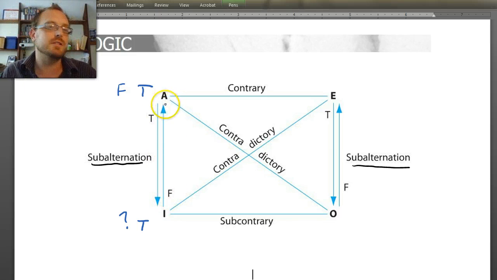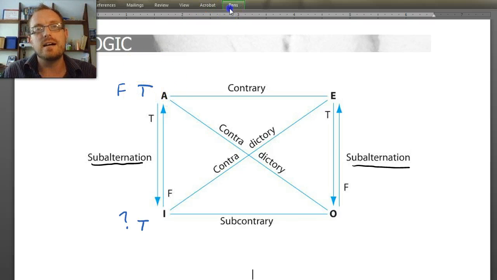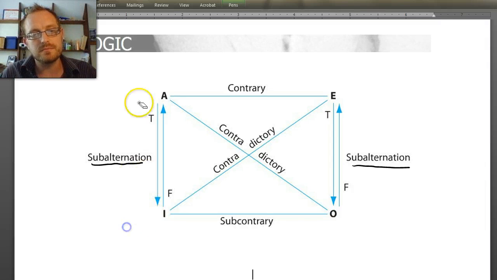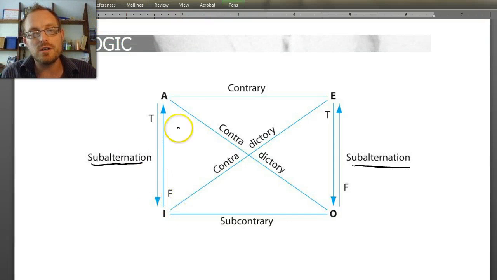I'm not going to explain why that's the case in this video, because what you need to do here is just learn the mechanics of using the square of opposition. So if an I claim is false, then an A claim must also be false. Let me erase this and I'll give you an example. If an I claim is false, then an A claim has to be false. But if an I claim is true, what about the A? The answer is it would be unknown. So you have to be very, very strict here.